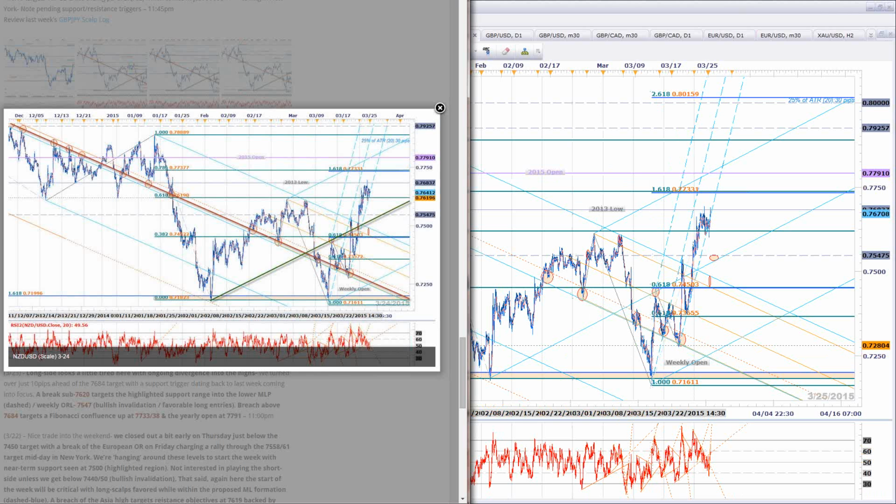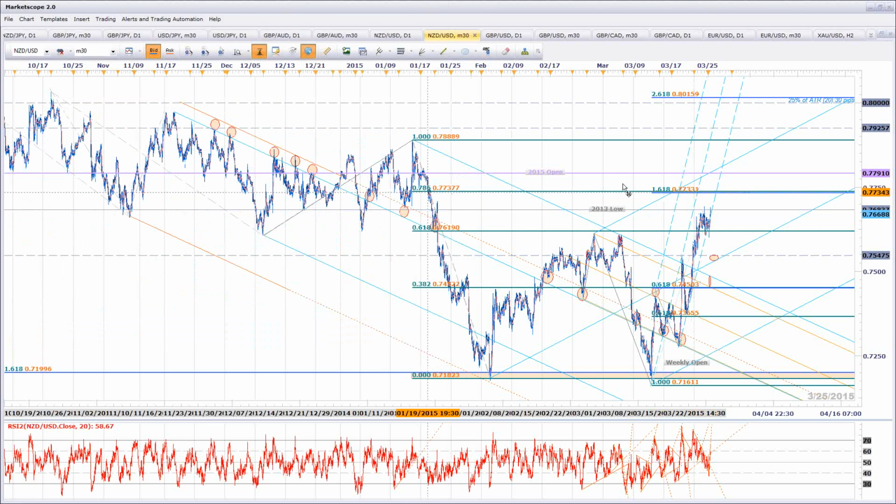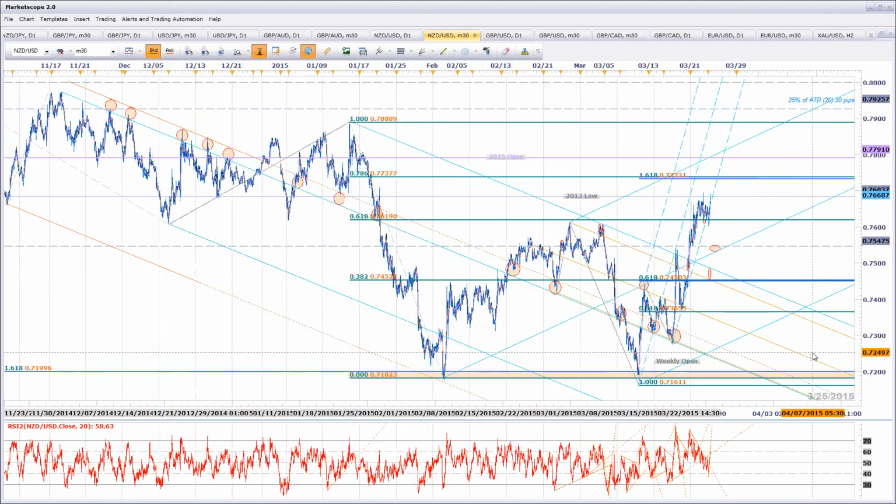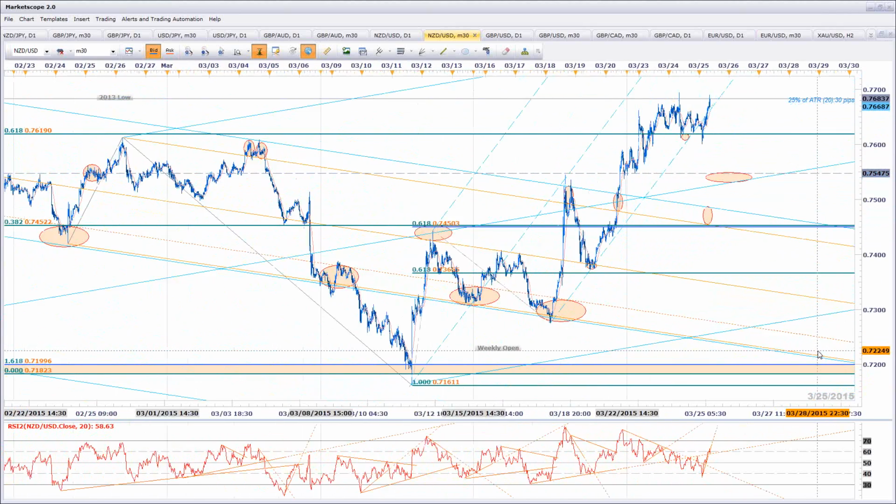At the end of the day, the major key resistance near term I'm looking for is that fib confluence up higher at 77.30 for a break, 77.33 or so. I'm sorry, 77.33. The 786 confluence to the 1618. Not bad. Questions on the Kiwi Dollar?